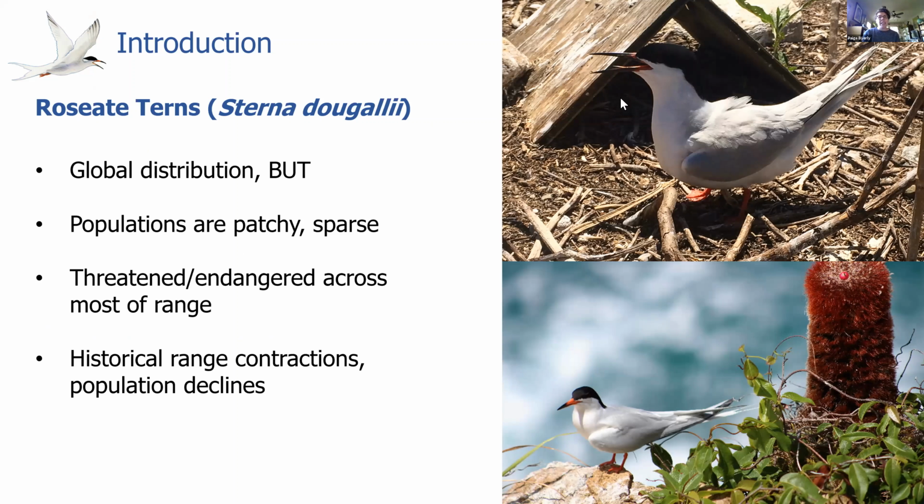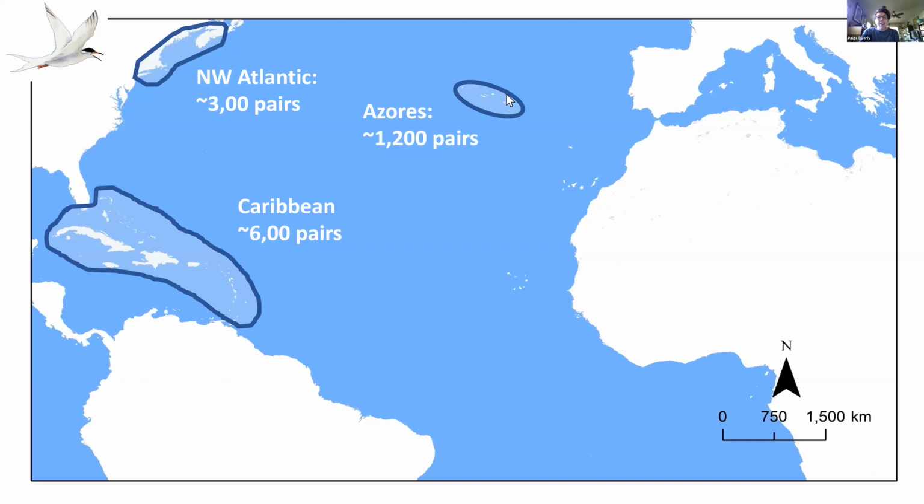So here today, we're talking specifically about the Atlantic populations or metapopulations of roseate terns. There's actually 4 putative metapopulations, and today we're only going to be looking at 3. So we're looking at the Northwestern Atlantic population, the much smaller Azores population, and then the Caribbean population. And we're not looking at the UK, Ireland population, which also has about 12 to 1,500 breeding pairs.